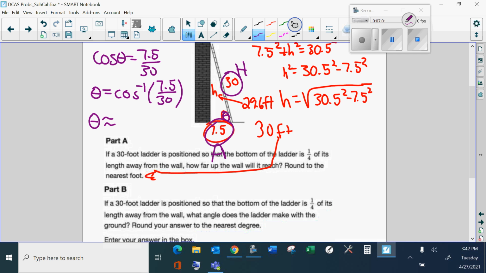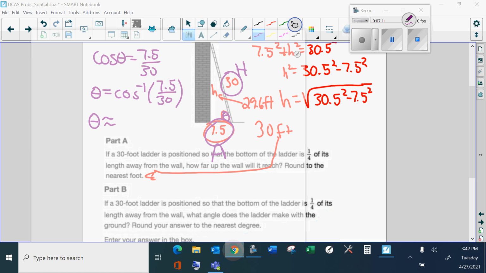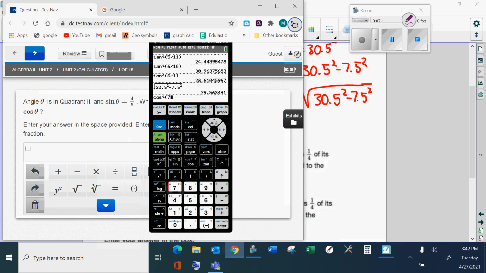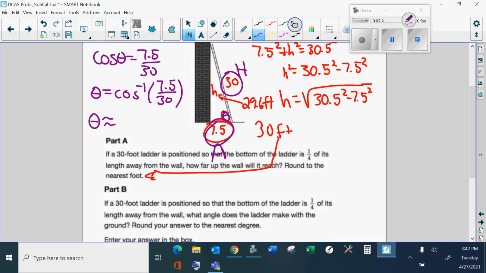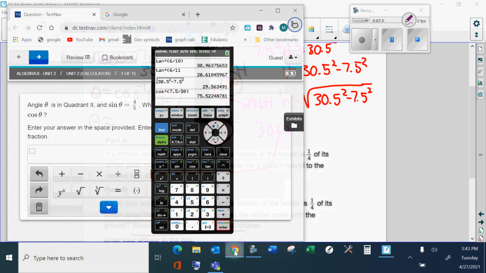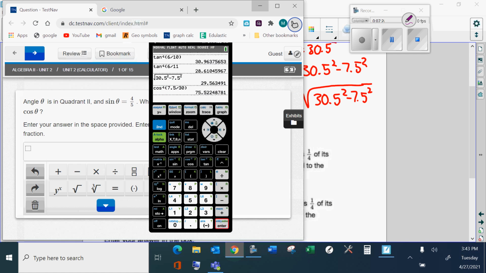All right, so now you put in the calculator. Inverse cosine, 7.5 divided by 30. 75.5 to the nearest tenth. Round to the nearest degree. So what was that? 76 degrees is then the nearest degree.